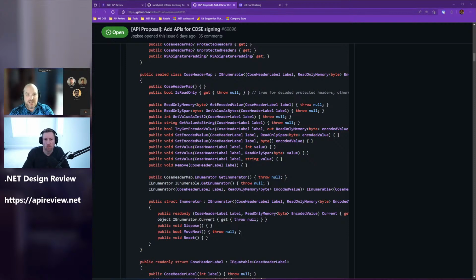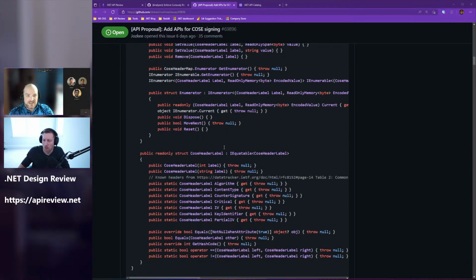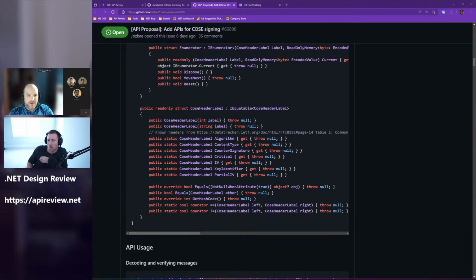So I think even if nothing else, it would make sense to be COSE header map extends IDictionary, or COSE header map extends dictionary, or whatever we think the right abstraction is here. I don't think we want to take the time, already being over time, to design that. So I think this will get a needs work with a comment on the map.